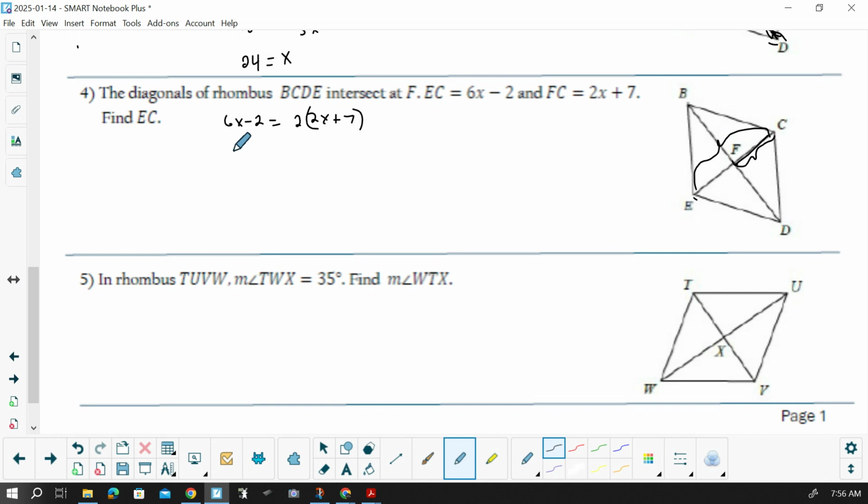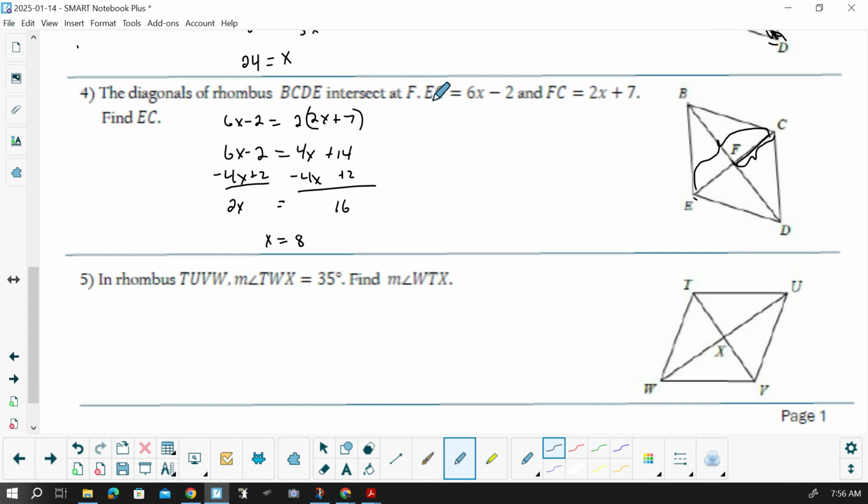The whole thing. All right, so we get 6x minus 2 equals 2 times 2x is 4x. 2 times 7 is 14. We're going to subtract 4x from both sides. And while I'm at it, let's go ahead and add this 2 to both sides. Let's do the math. 6 minus 4 is 2x. Negative 2 plus 2 is 0. Equals 14 plus 2, 16. I'll divide both sides by 2. I get x equals 8.